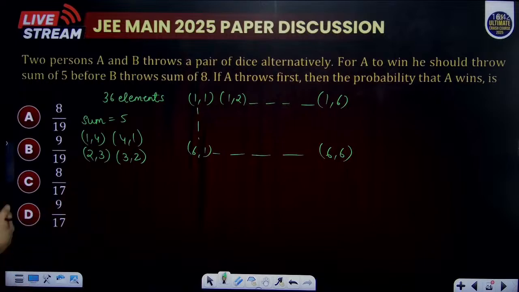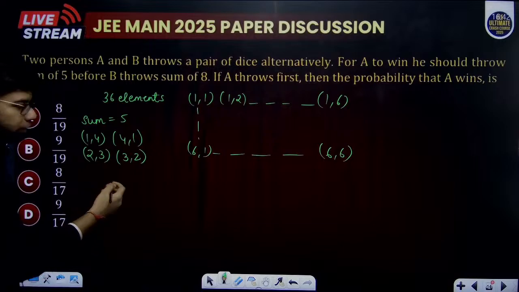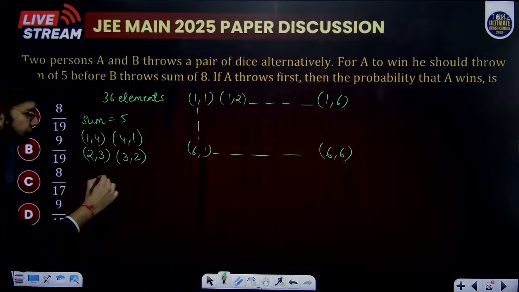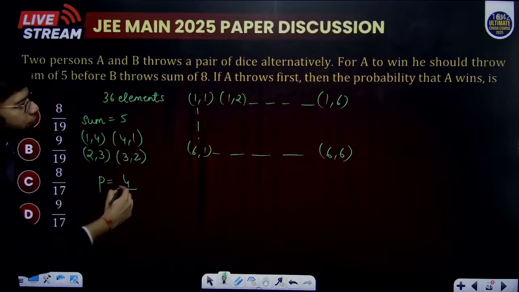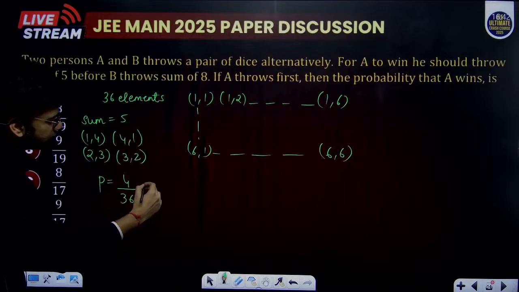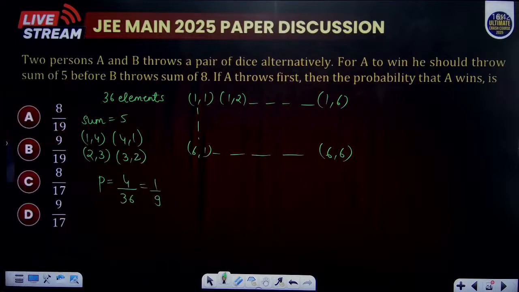So the probability of A winning: for A to win, he should throw a sum of 5. Now the probability of success of A can be written as number of favorable outcomes upon total outcomes, which is 4 upon 36, which is 1 by 9. So this is the probability of success of A.